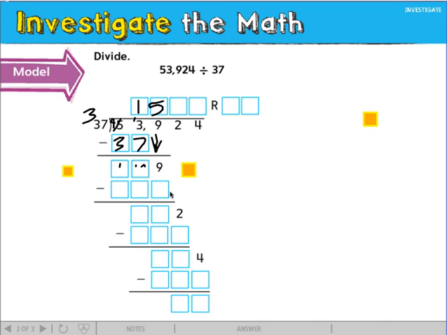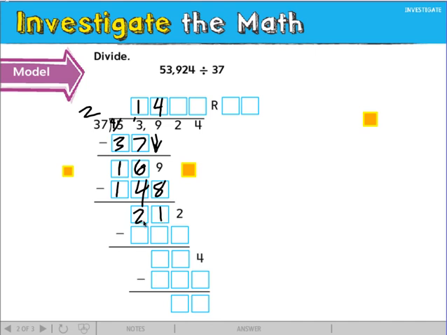What am I going to do with my 5? I'm going to make my 5 smaller, correct? Okay, so I'm going to go from 5 to 4. 4 times 7 is 28. 4 times 3 is 12, plus 2 is 14. Much better. 9 minus 8 is 1.